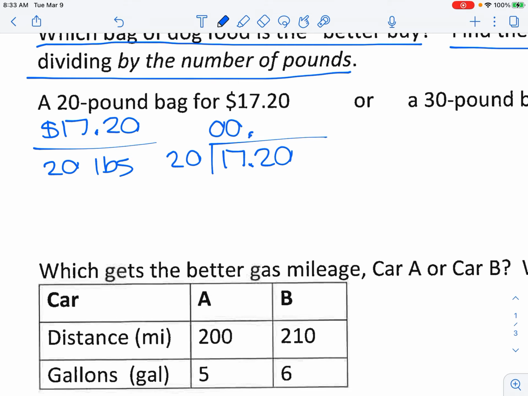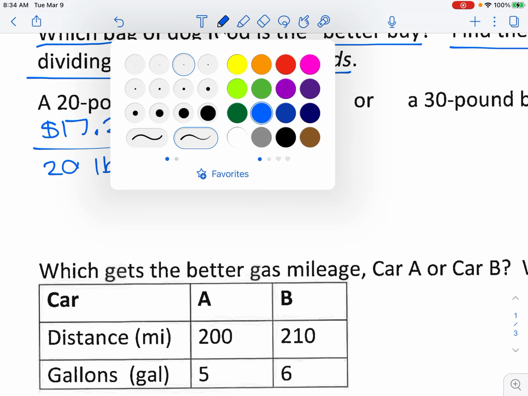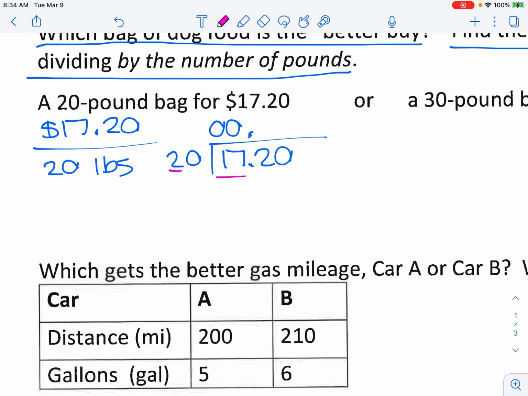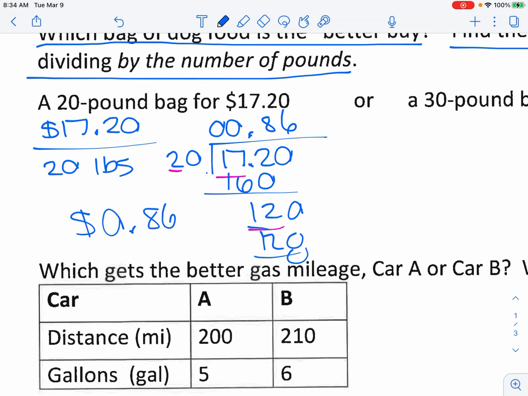20 cannot go into 1 or into 17. So I'm looking at the 2 and the 17. How many times can 2 go into 17? Well, 2 times 8 is 16. So 20 times 8 is 160. And now I'm looking at the 2 and the 12. I know 2 times 6 is 12, so 20 times 6 is 120. Now remember, we're talking about money. $17.20 divided by 20 pounds is 86 cents per 1 pound.